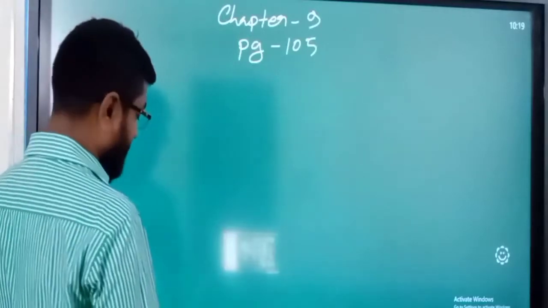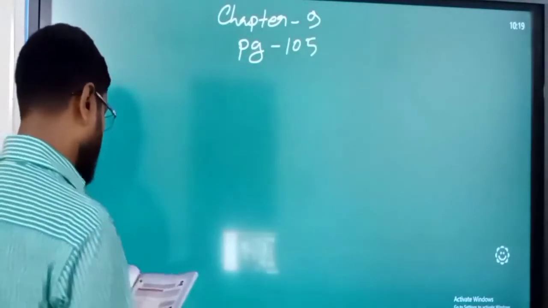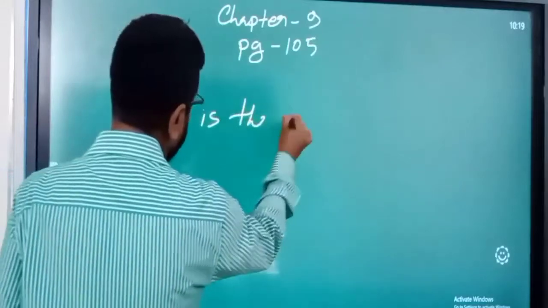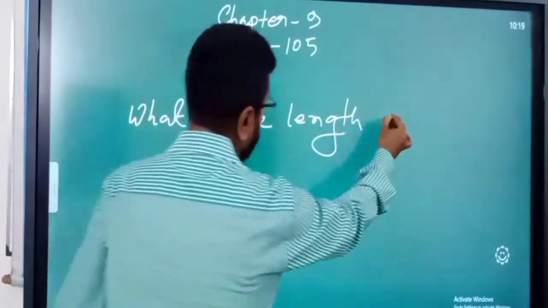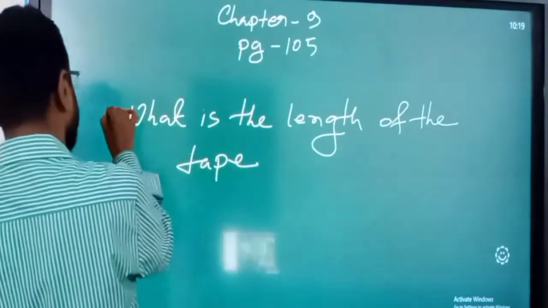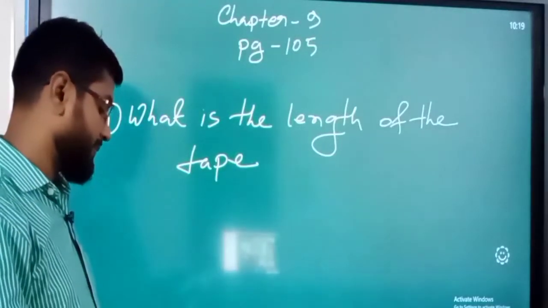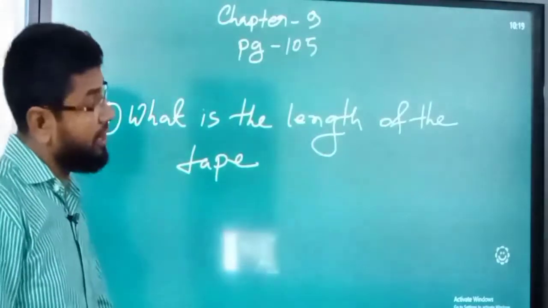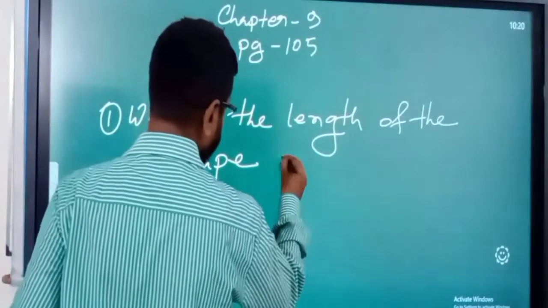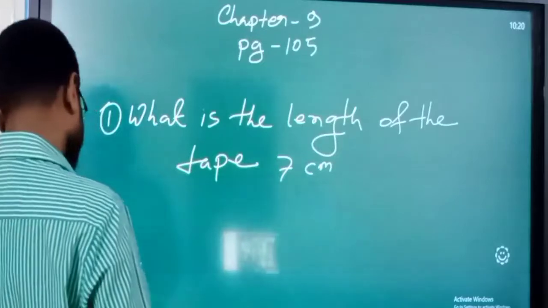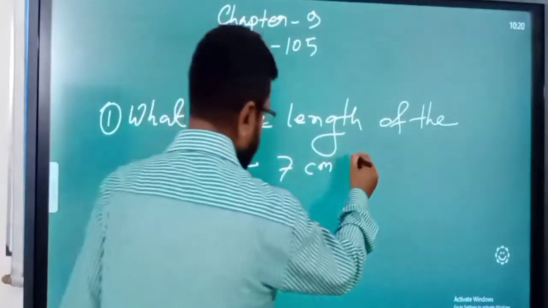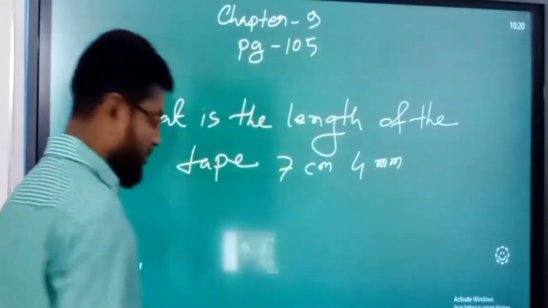So here, what will be the value? What is the length of the tape? Yes, total how many centimeter? Yes, we have observed total is 7 centimeter full. But there is a bit more. After 7 there is a small part. That small part is 4 millimeter. Already we have learned this earlier.